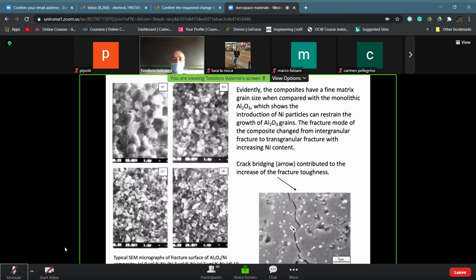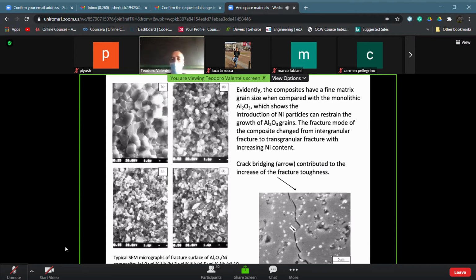Again, as we observed last time, when we put ceramic particles inside a ceramic matrix, also in this case, when we put metallic nanoparticles, we can observe that the fracture mode of the composites changed from intergranular fracture mode to transgranular fracture mode by increasing the nickel content. And together with the previously described effect, it could also be seen in this picture, you see the white dots, these white dots are the nickel nanoparticles.